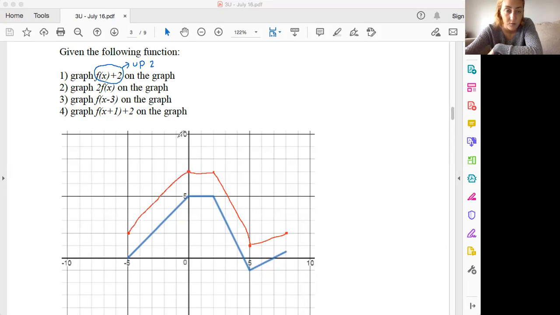Okay, so that's our first one. Now for our second one, we have 2f(x).